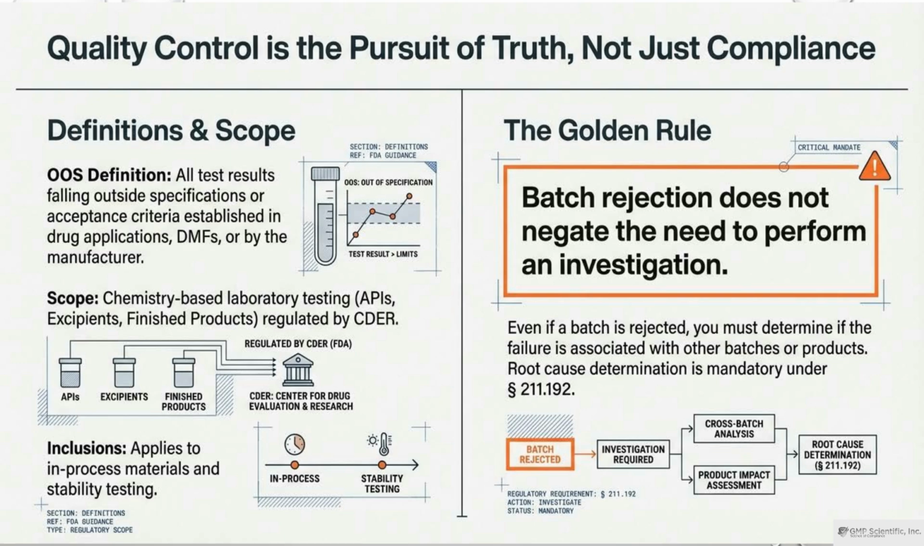An OOS result is test data outside established acceptance criteria. Importantly, rejecting a batch does not negate the need for an investigation. Root cause determination is mandatory under FDA regulations.